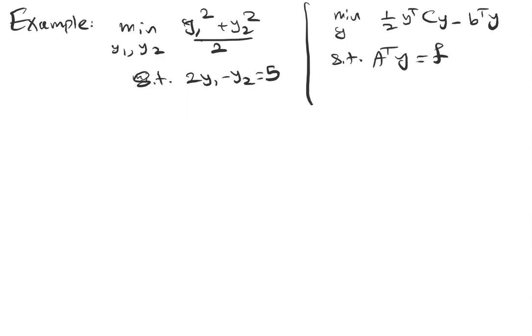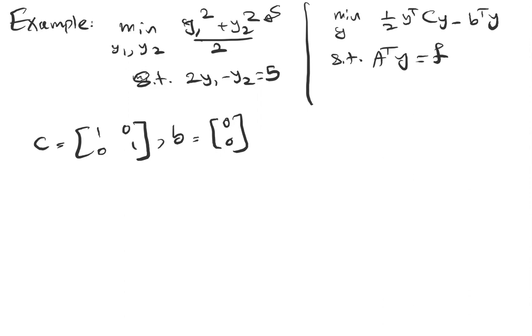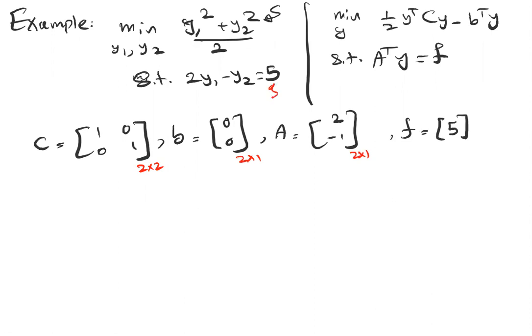So here c is going to be 1 0 0 1, b is 0 0, because we only have the quadratic terms, we don't have y1 or y2 with power 1. A is going to be 2 and minus 1 because we only have one constraint. So let's look at the dimensions, 2 by 2, 2 by 1, 2 by 1. And f is going to be 1 by 1. F is simply 5. So this is our f. These are the coefficients of A, and the objective gives us C.